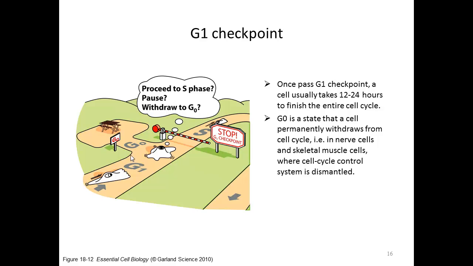So here's a cartoon of the G0 parking lot where cells will hang out, not only cells that are cycling and taking a long time to do that, but also cells which have withdrawn entirely from the cell cycle, such as neurons, which are no longer dividing in the adult brain. They exist permanently in the G0 state. But for cells that are cycling, if the conditions are favorable, they will pass the G1/S checkpoint and commit to the cell cycle, which will then take at most 12 to 24 hours to complete.